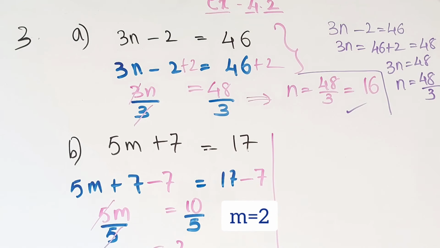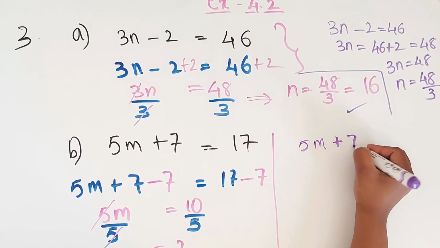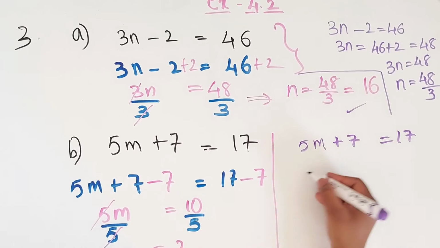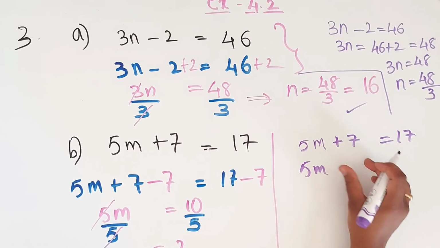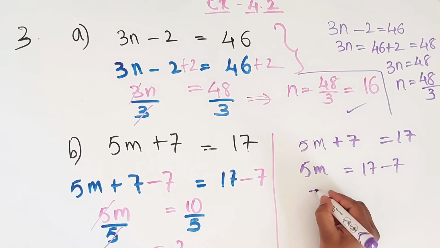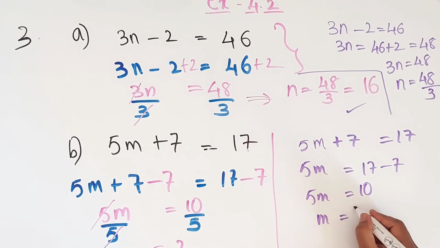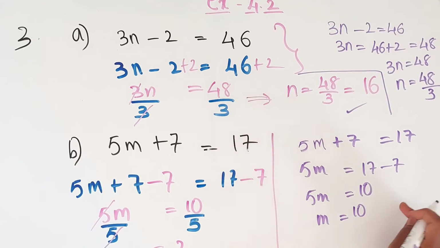Or else we can do directly, children. 5m plus 7 equal to 17 here. Right? 5m equal to, if you send this 7 to right hand side, it will be negative 7. 5m equal to 17 minus 7, 10. So 5m equal to 10. This 5 you send to right hand side, it will divide, 10 by 5, that equal to 2.